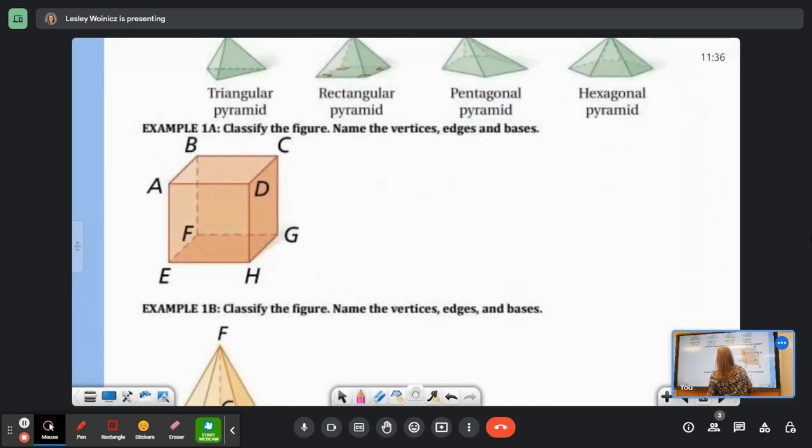Okay. So we're going to classify this figure. We're going to name all of its vertices, edges, and bases. All right, what do you think? We don't have any information about whether these sides are congruent. So it's possibly a cube, but the safest thing to say would be that this is a rectangular prism. Okay, so we're going to call this a rectangular prism.